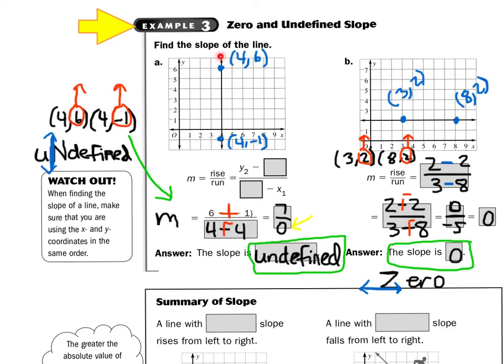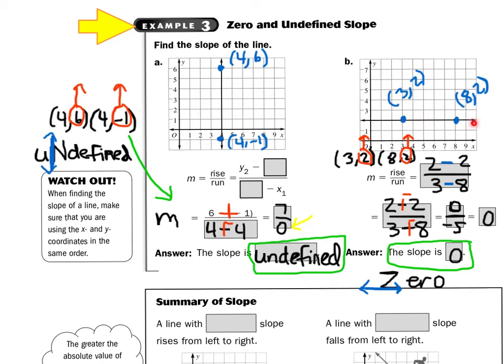See how this line goes straight up and down? If you write out the word undefined and you put a capital N in there, that line would match up with this side of the N, and that's how I remember it's undefined. Okay, take a look at B.